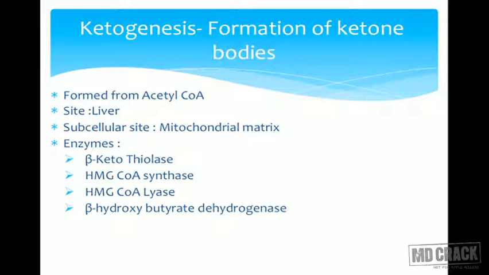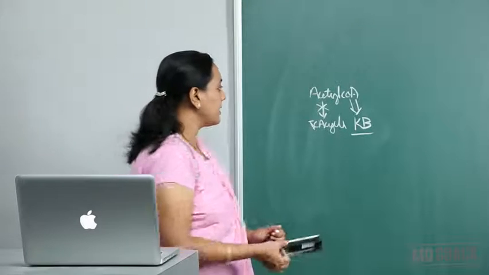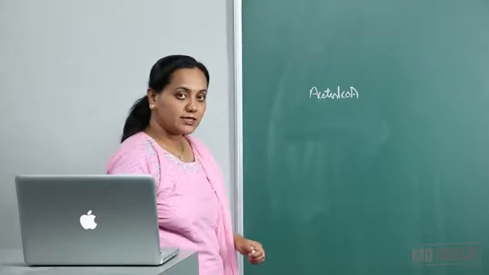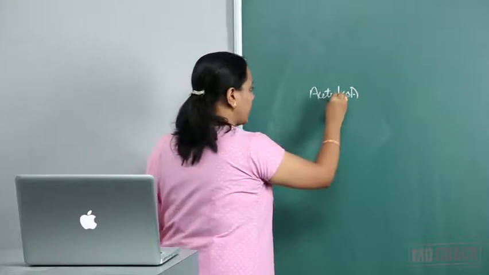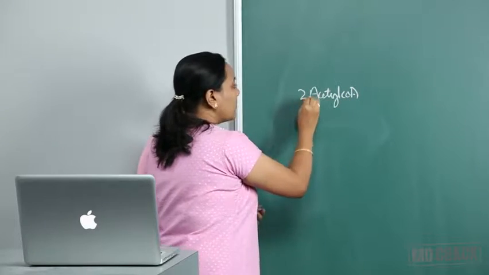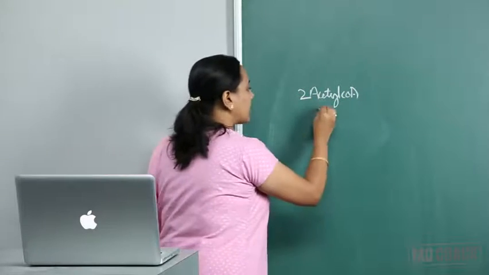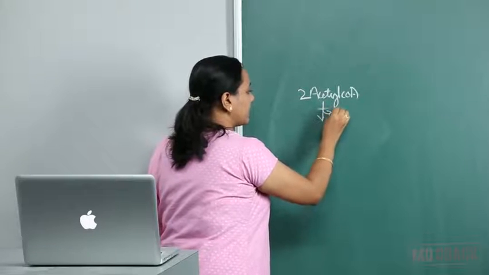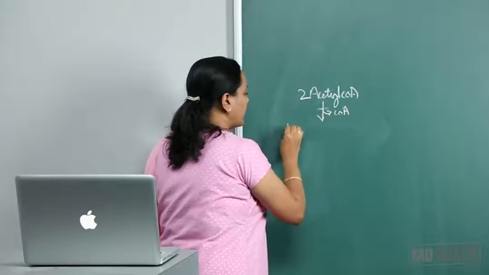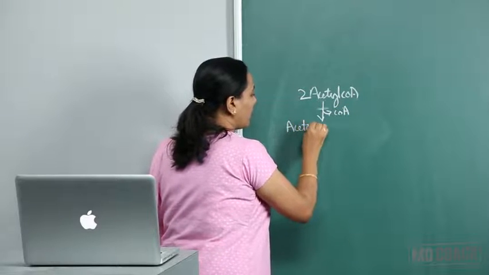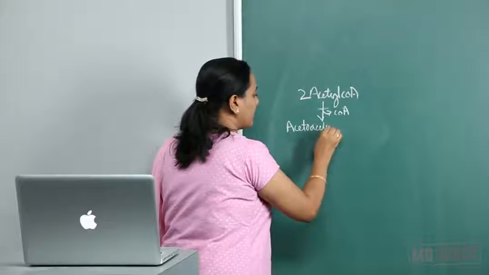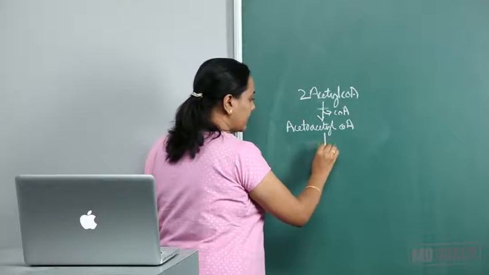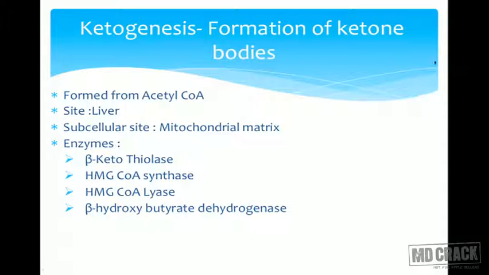Now, which are the enzymes and the pathway? Let us look at ketogenesis. As I said, ketone bodies are formed when acetyl-CoA levels are more. So, two molecules of acetyl-CoA will combine, releasing one coenzyme A, to form acetoacetyl-CoA. Now in the next step, this is catalyzed by the enzyme. Please look here.